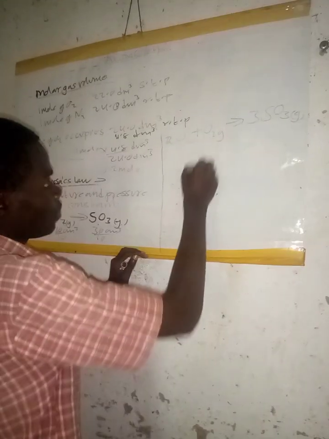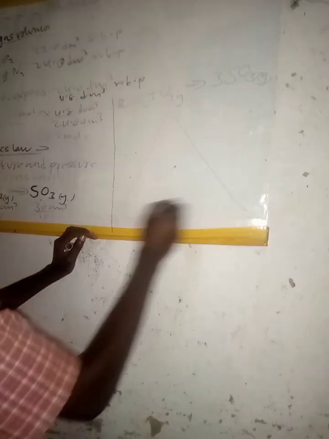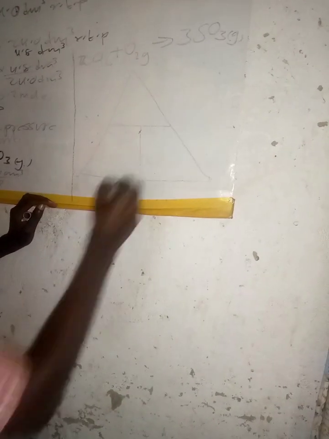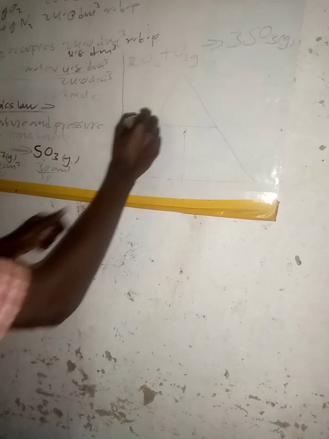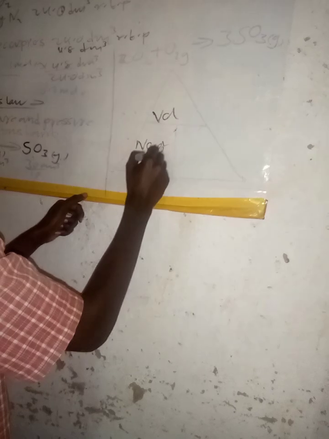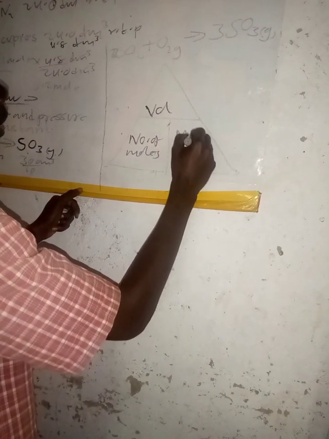Now let me draw for you a triangle that you'll be using in calculating Gay-Lussac's law problems and some of the simple arithmetic. In this triangle here is volume, number of moles, then molar gas volume.